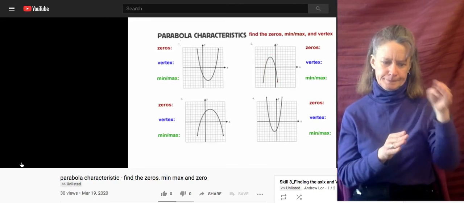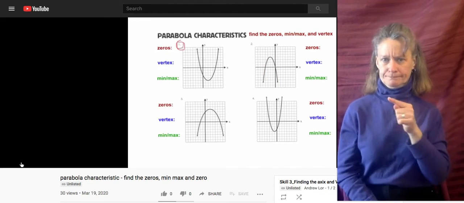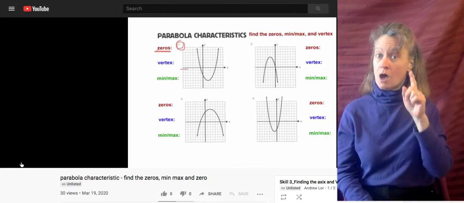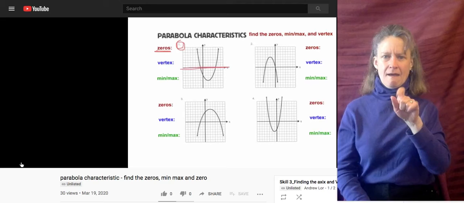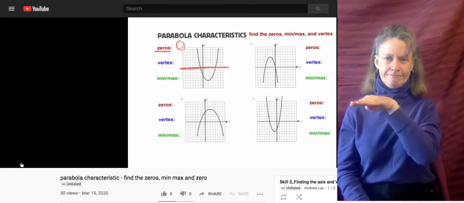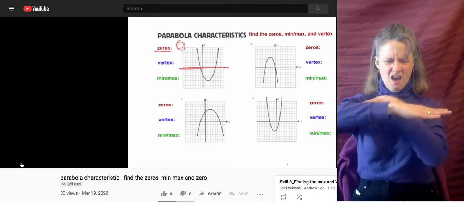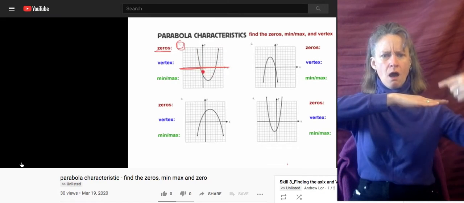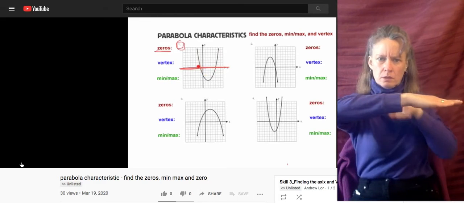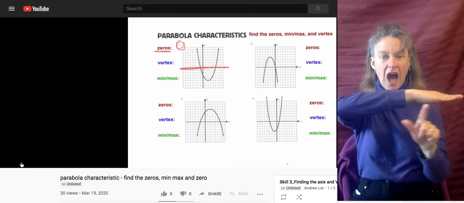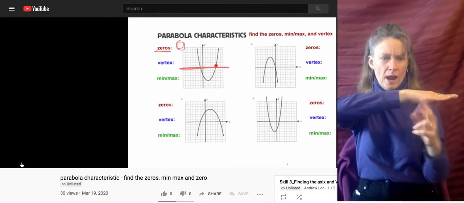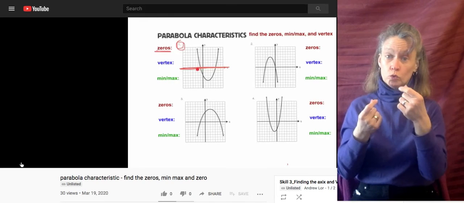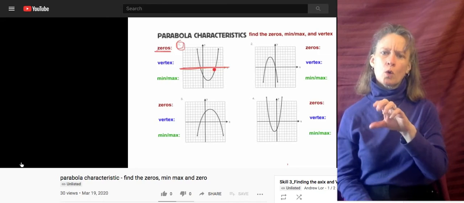Now let's take a look at number 1. If we're trying to find the zeros, the first thing you want to do is look at your x-axis and find where along the x-axis this parabola crosses or intersects the x-axis. We can see the intersection on the left side here, and on the right side here. So you want to find the coordinates for these two intersections of the parabola.